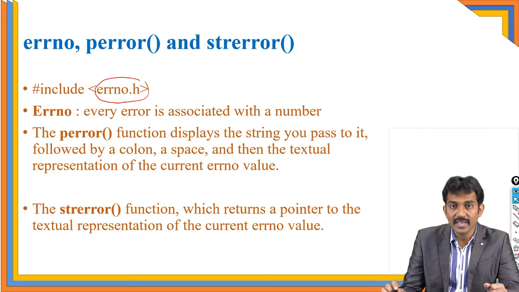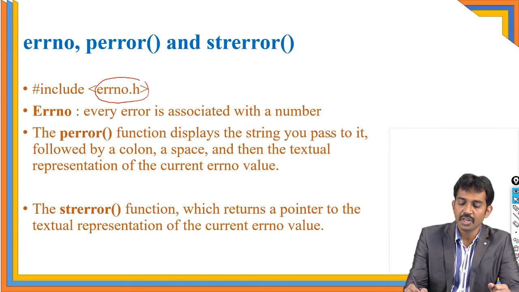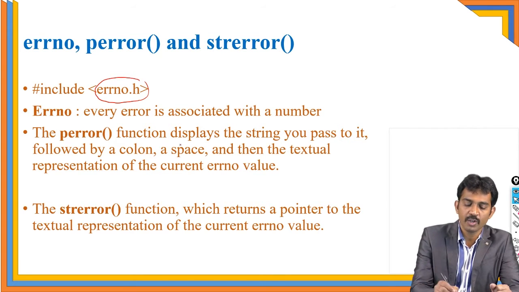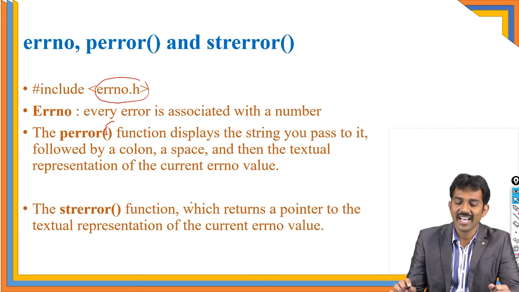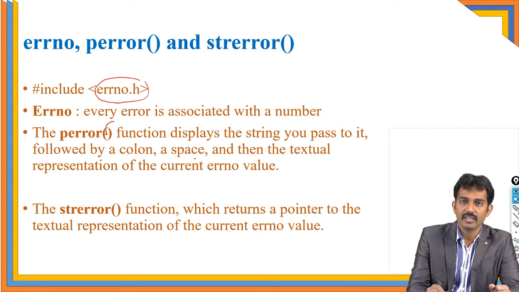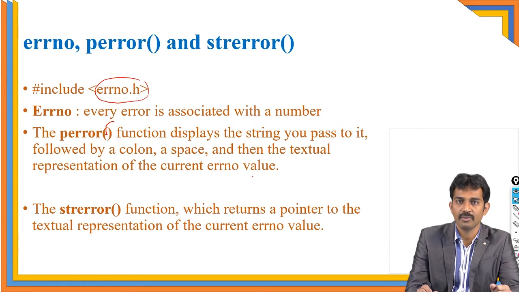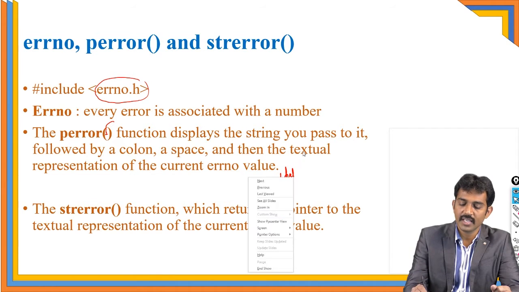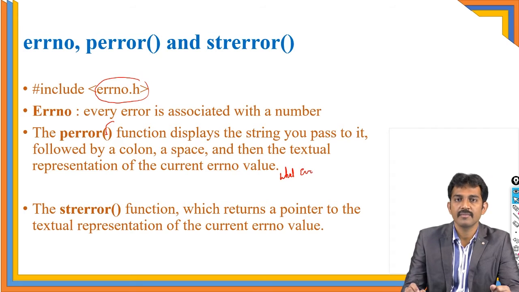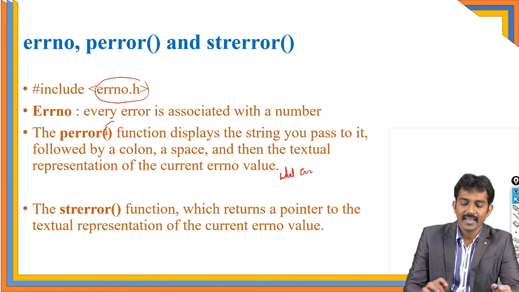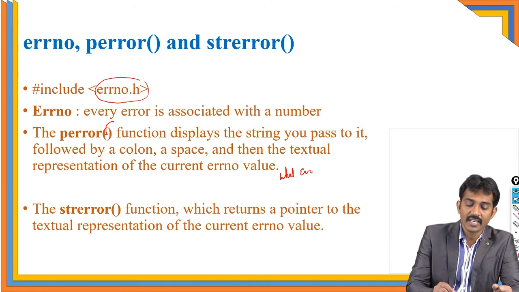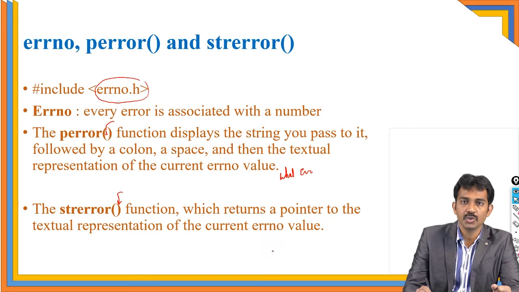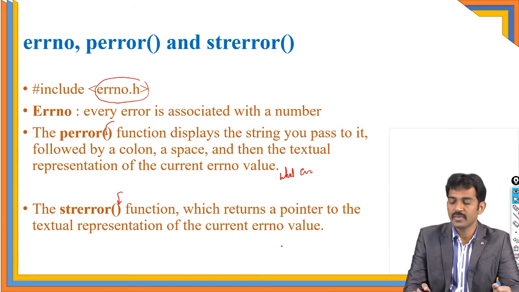The perror function is going to display the string you pass to it. Whatever you pass, it prints that, followed by a colon and a space, then the textual representation of the current error value, that is, what error it generates. And strerror is a function that converts your error value, the error number, into the textual representation. So we'll see them one by one.